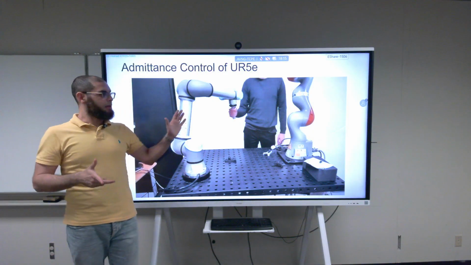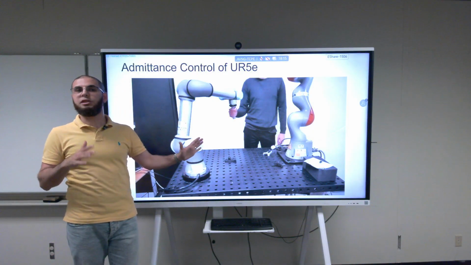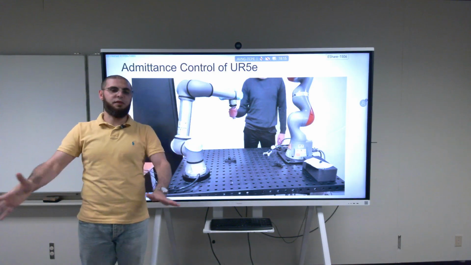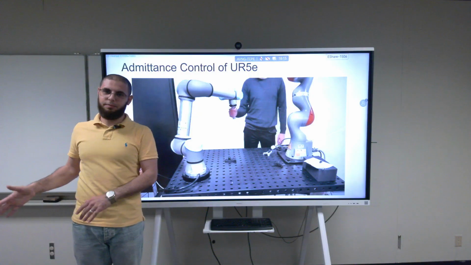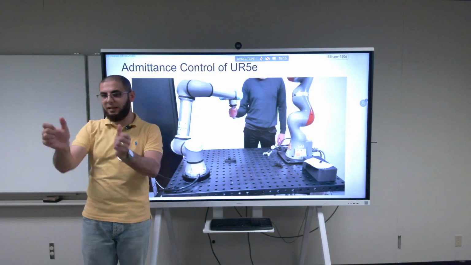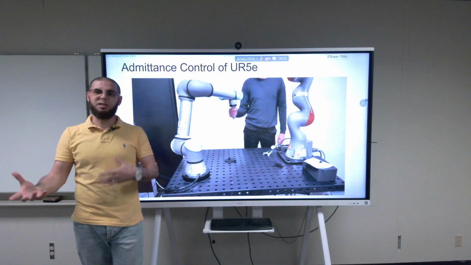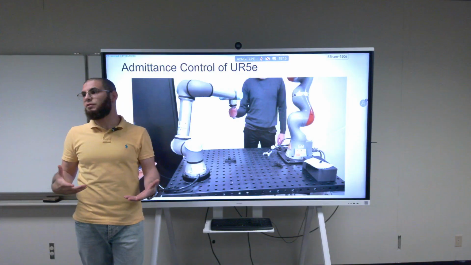The thing about admittance control is that you can hardly see it. You have to feel it. The same goes for impedance, by the way. You have to really feel it. You have to go to the lab and play around with the actual robot and change the stiffnesses, and you'll see really what it means to have a virtual spring and a virtual damper, and the system really behaves differently.